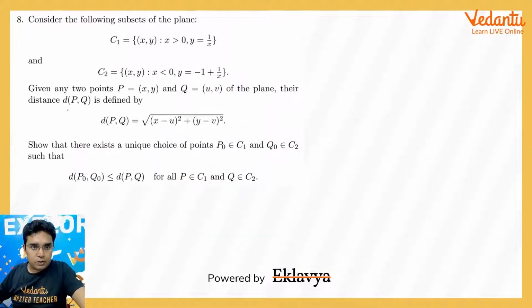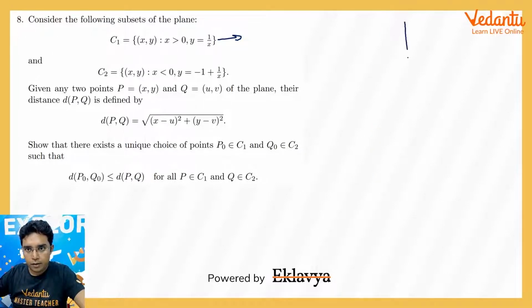Coming to this last question, that is question number 8. Consider the following subsets of the plane. The subset of the plane C1 is (x, y) such that x is greater than 0 and y is equal to 1 upon x. And C2 is (x, y), x less than 0 and y is equal to minus 1 plus 1 upon x. So you can see this is a rectangular hyperbola, one of the branches.